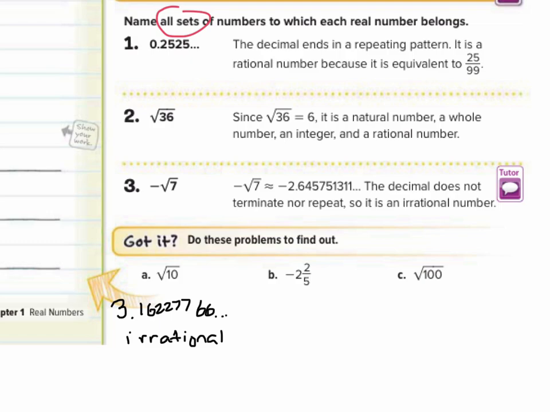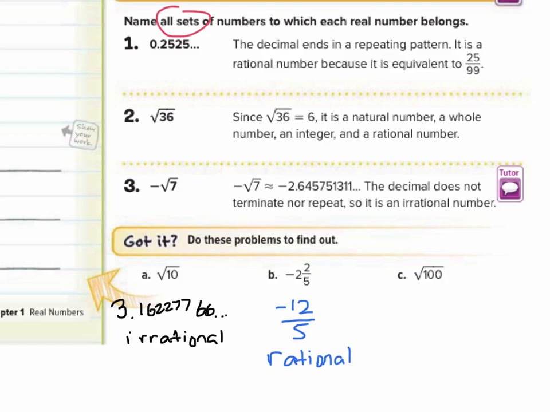What about negative 2 2/5? Well, I can write that as the ratio of negative 12 over 5, the improper fraction there, if you will. And so this is a rational number. And that's it. It's not an integer, it's not a whole number, it's not a natural number, it's just rational.